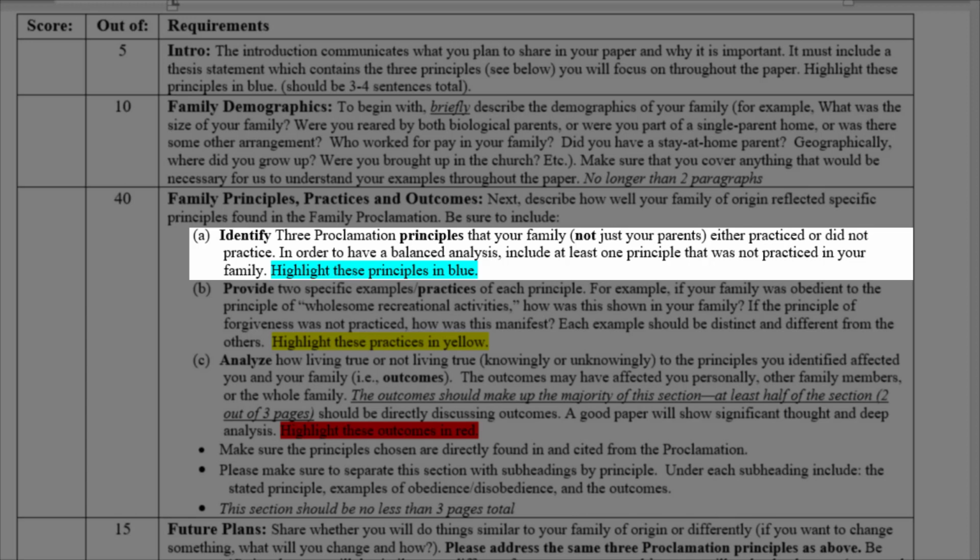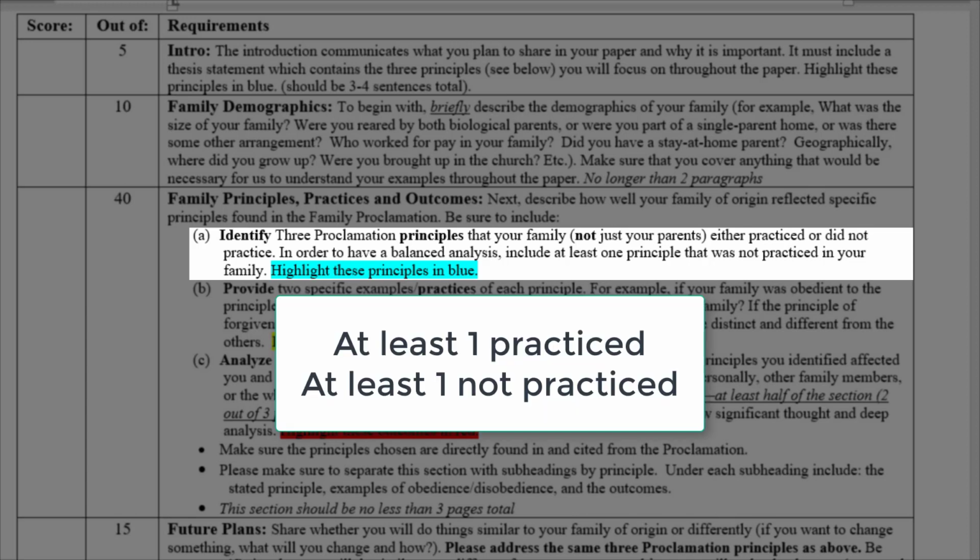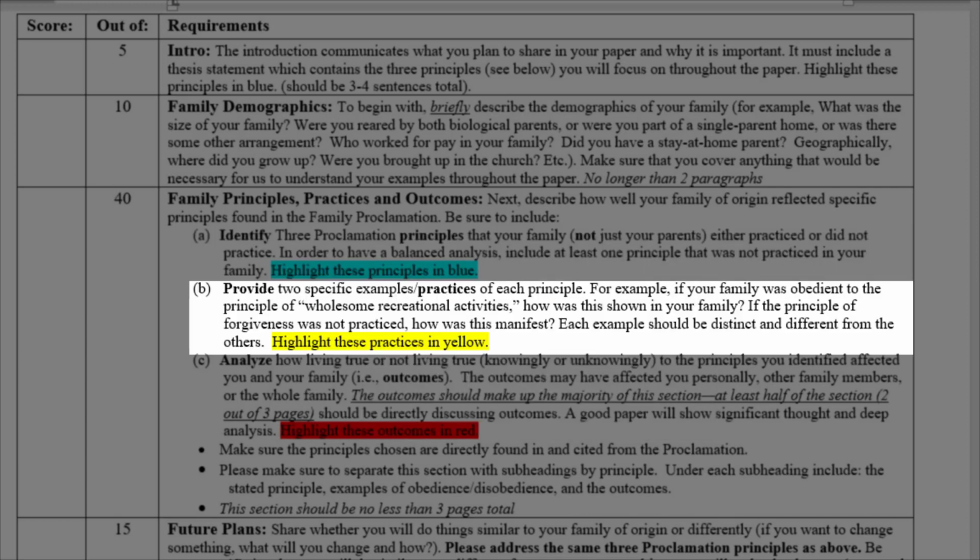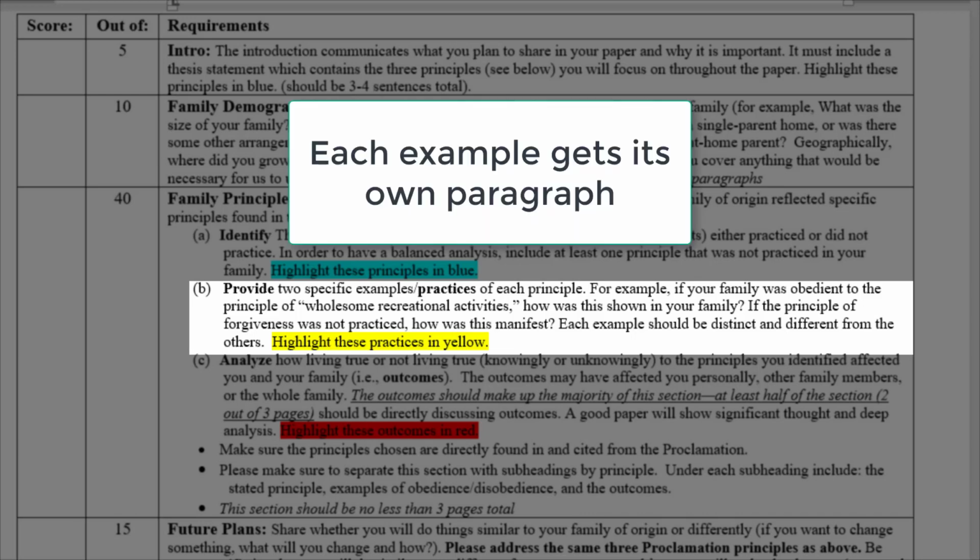This must be something your family, not just your parents, did or didn't do. You should have at least one principle that was practiced and at least one principle that was not practiced. The second and third paragraphs are for the examples. They should be brief, distinct stories or memories you have from your family of either how you lived or did not live those principles. Please put each example in its own paragraph.